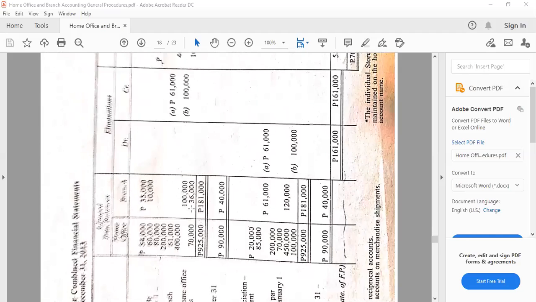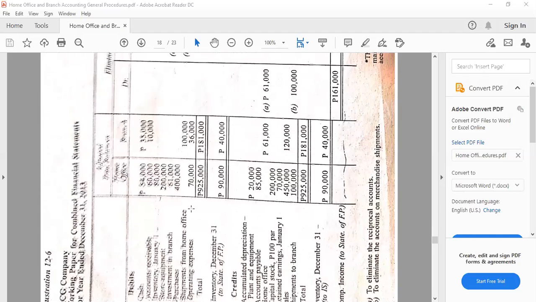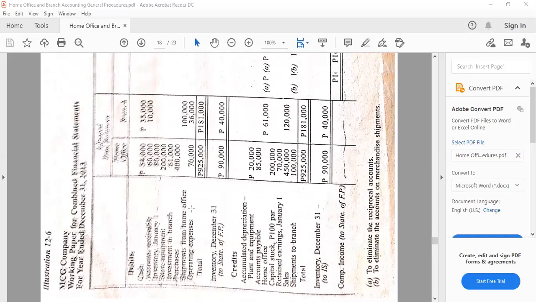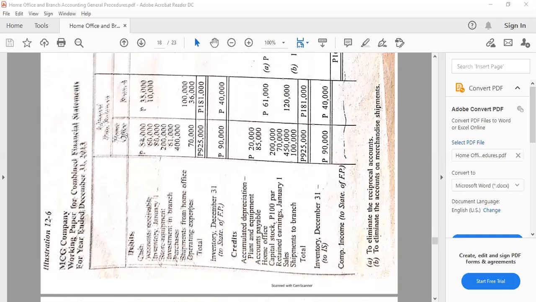Unfortunately, this is an illustration that is vertical. All right, so hopefully we can find a way to show this.